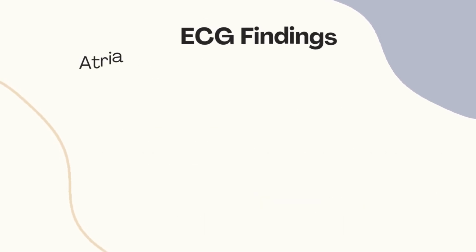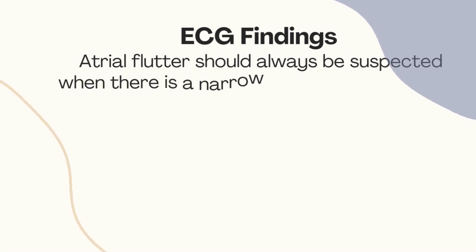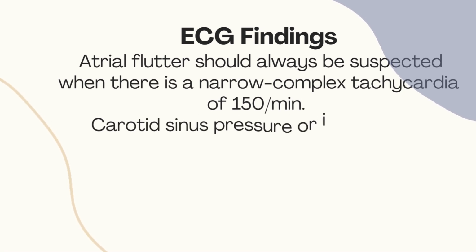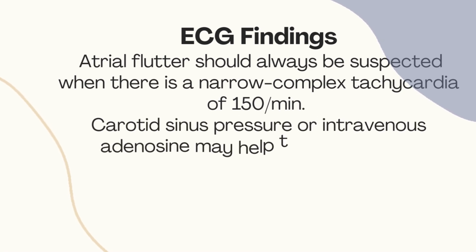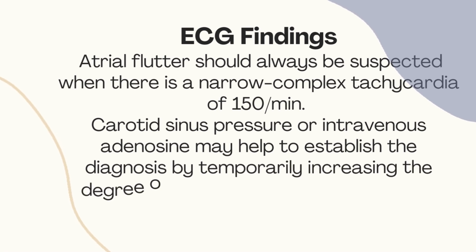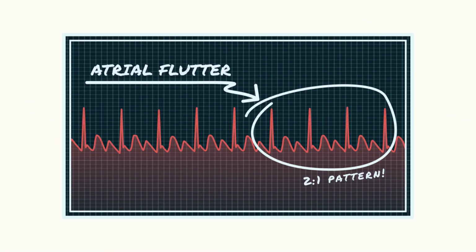Atrial flutter should always be suspected when there is a narrow complex tachycardia of 150 beats per minute. Carotid sinus pressure or intravenous adenosine may help to establish the diagnosis by temporarily increasing the degree of AV block and revealing flutter waves. This diagram shows the sawtooth appearance on ECG.